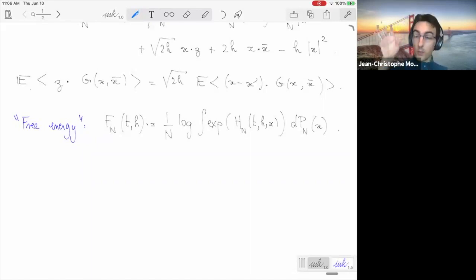Okay, and remember that inside the Hn, there is some x bar and w and z hidden. So this is a random quantity. So we can also define the average of this quantity. And this average I'm going to denote Fn bar.